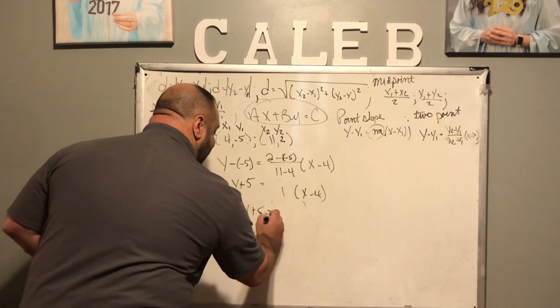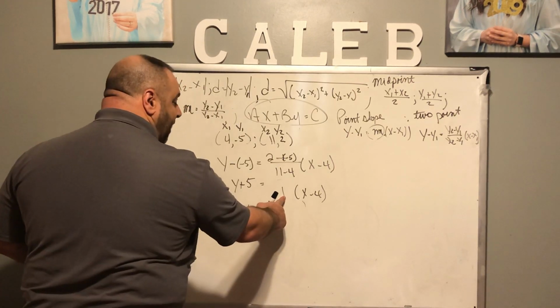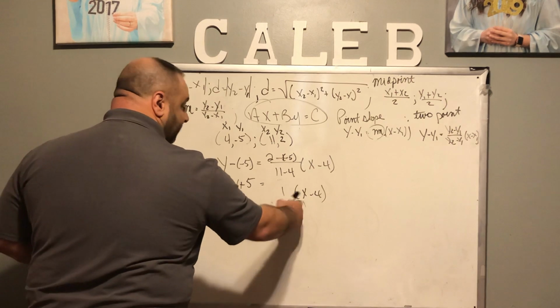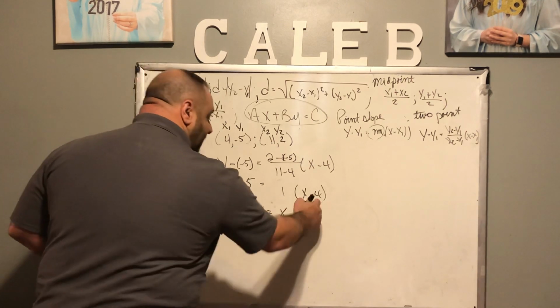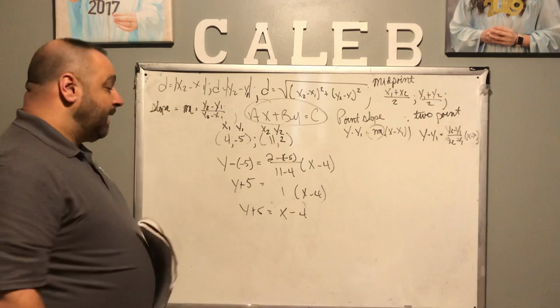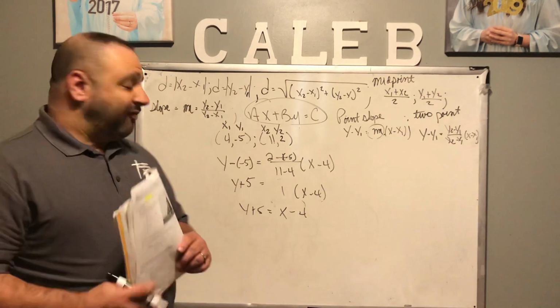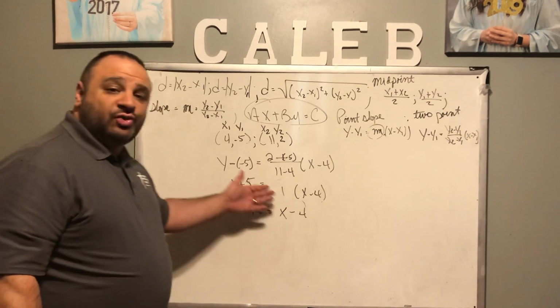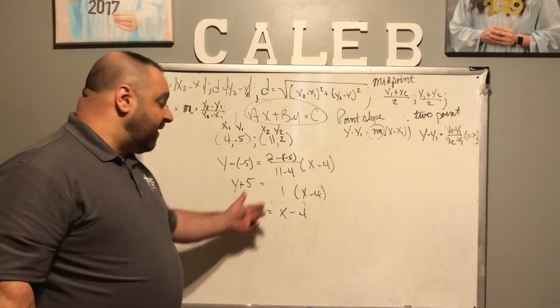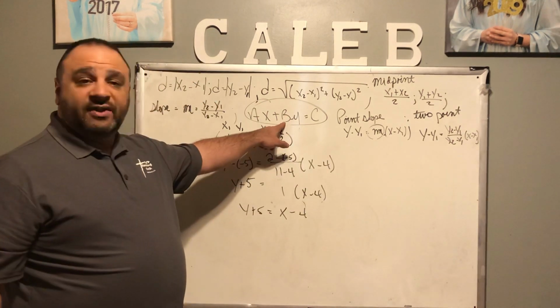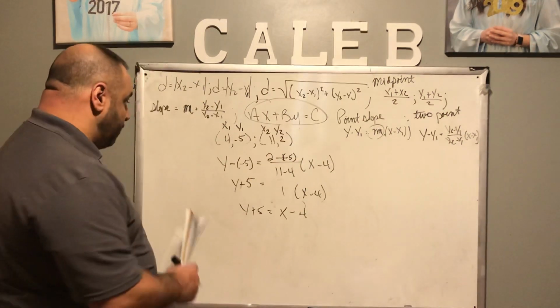y plus 5 equals, now let's use the distributive property here, distribute this out. So 1 times x is x, 1 times negative 4 is negative 4. From there, we're going to get our x to the left, our plus 5 to the right. This way we could put it in the standard form, right? Ax plus By equals C.